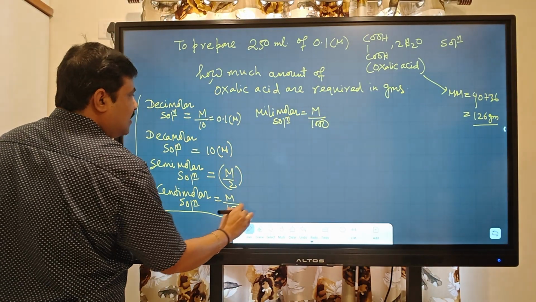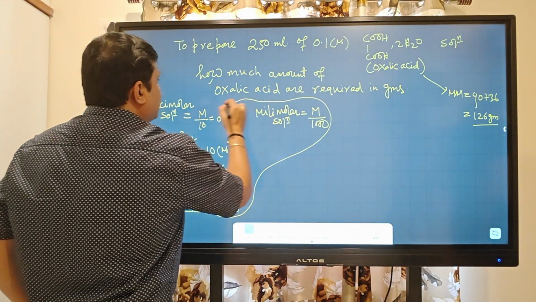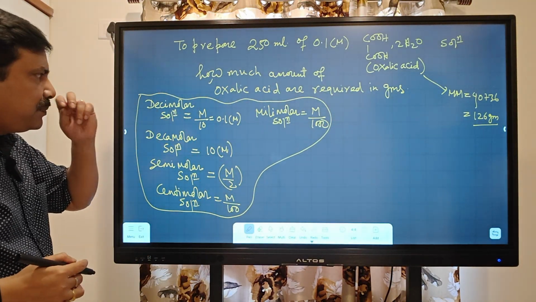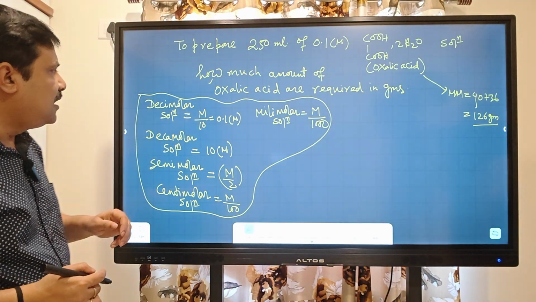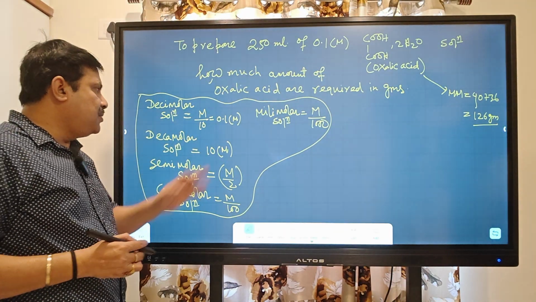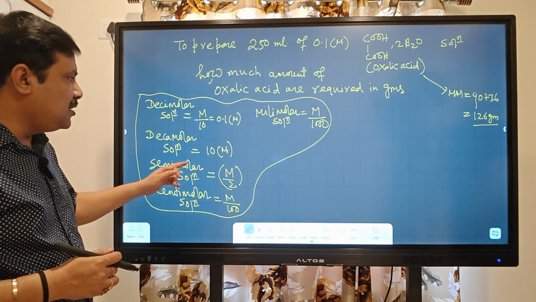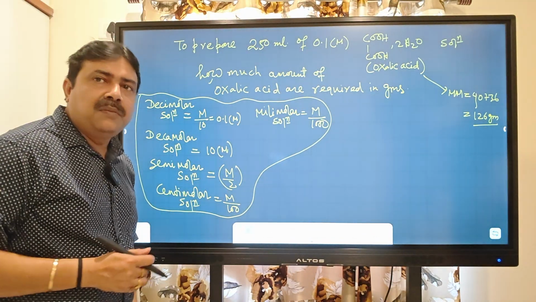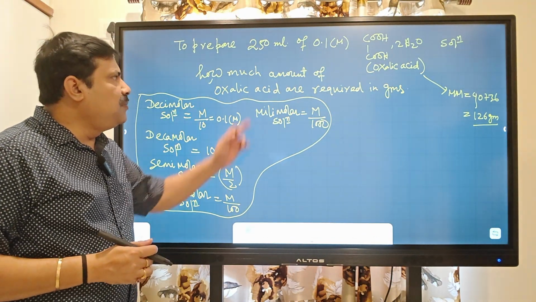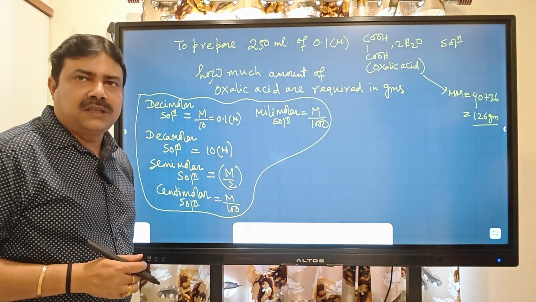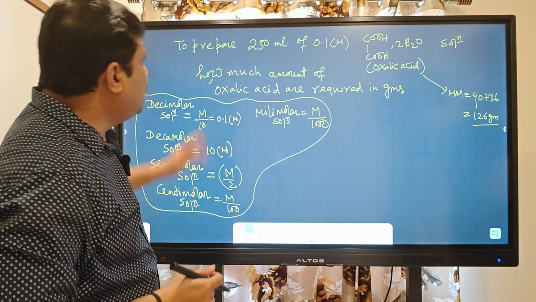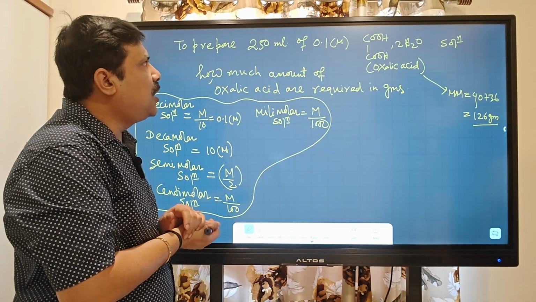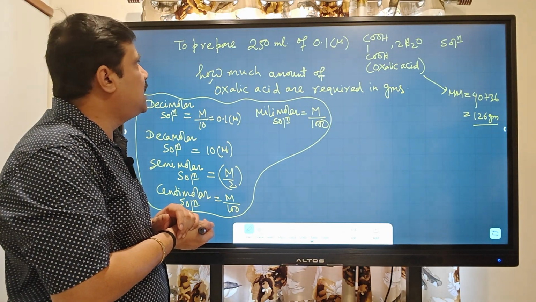This is what you always have to keep in mind. Decimolar solution means M by 10, represented as 0.1 molar. Decamolar solution means 10 molar solution. Semimolar solution means M by 2, centimolar solution means M by 100, and millimolar solution means M by 1000. Is it clear? Now, in this problem, they are telling we need to prepare 250 ml of 0.1 molar oxalic acid solution.